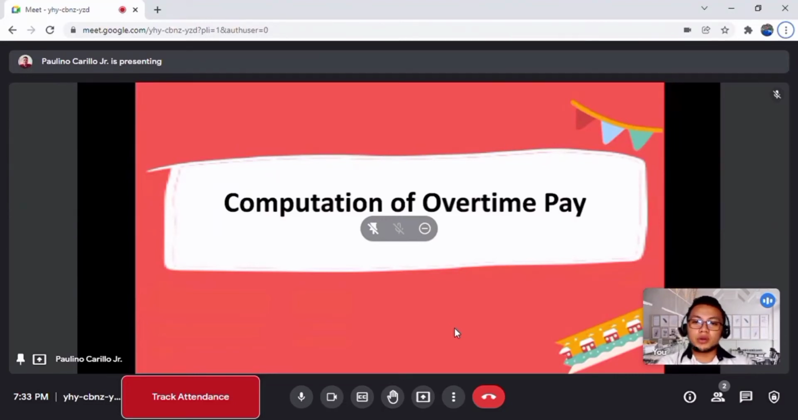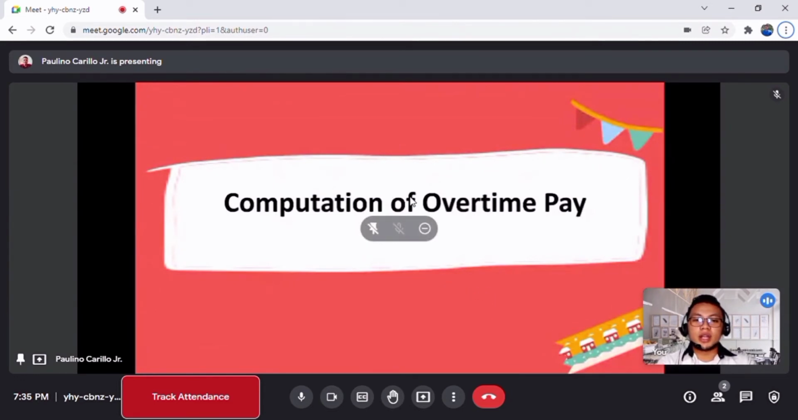Let's focus on the computation for overtime pay. But now, let us solve for the overtime rate per the type of working holidays: the ordinary rest day, the special working holidays, the regular holidays, and the rest days on regular holidays, so that we can see the difference of the overtime rate of those working days. So let us start.